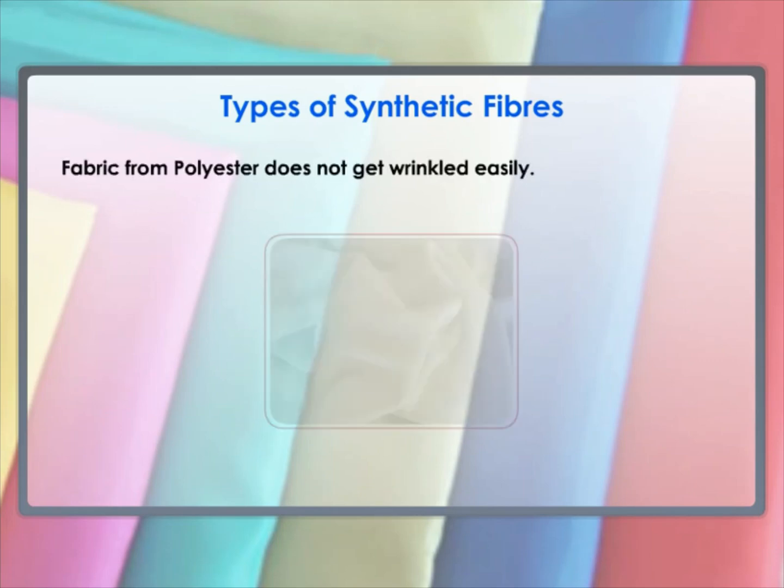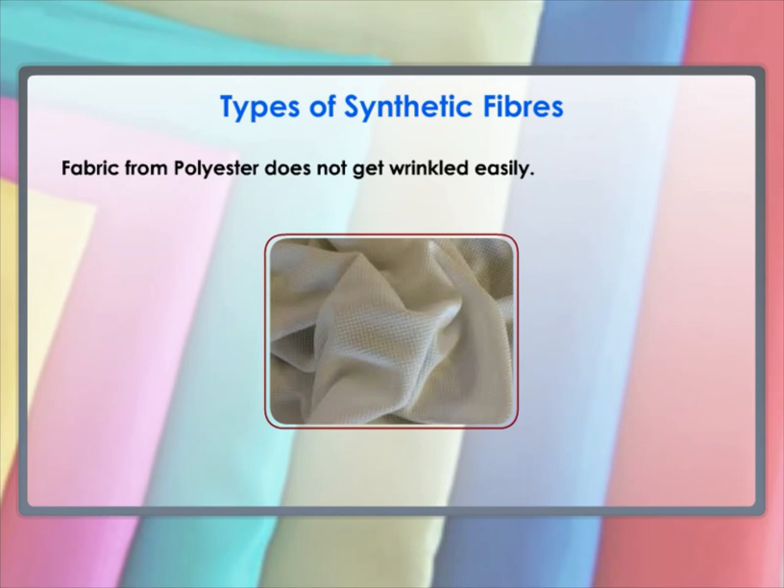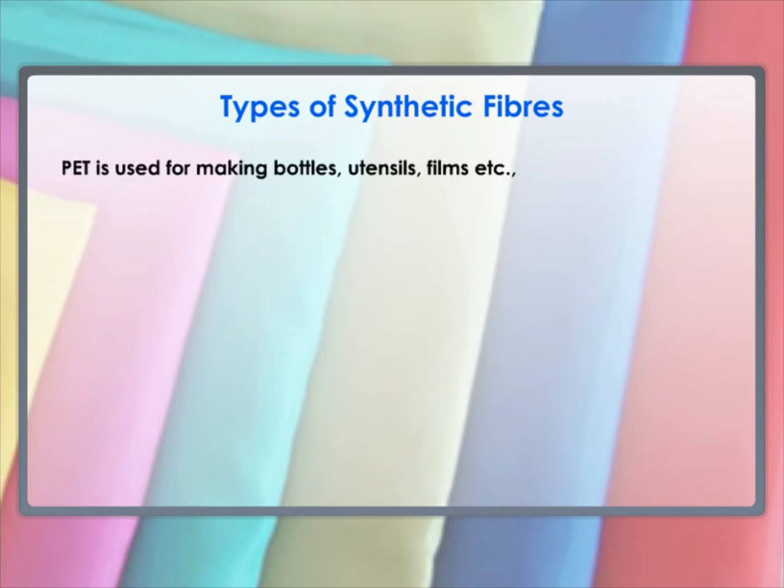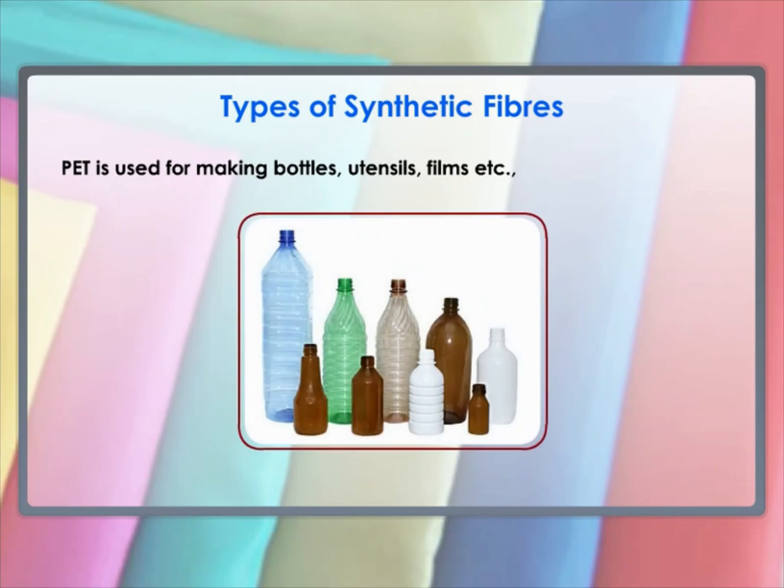Polyester is another synthetic fiber. Fabric made from this fiber does not get wrinkled easily. It remains crisp and is easy to wash, so it is quite suitable for making dress material. Terylene is a popular polyester. It can be drawn into very fine fibers that can be woven like any other yarn. PET is a very familiar form of polyester. It is used for making bottles, utensils, films, wires, and many other useful products.